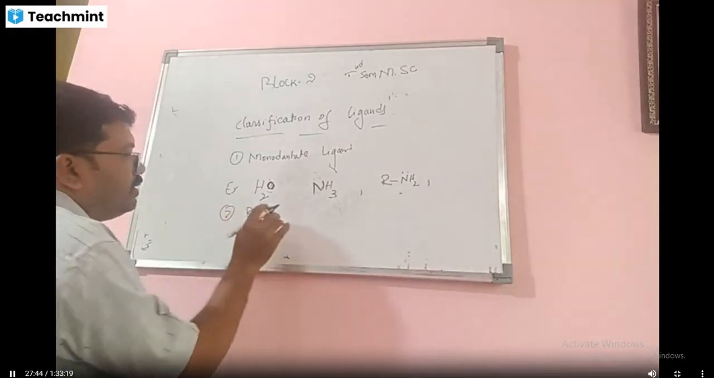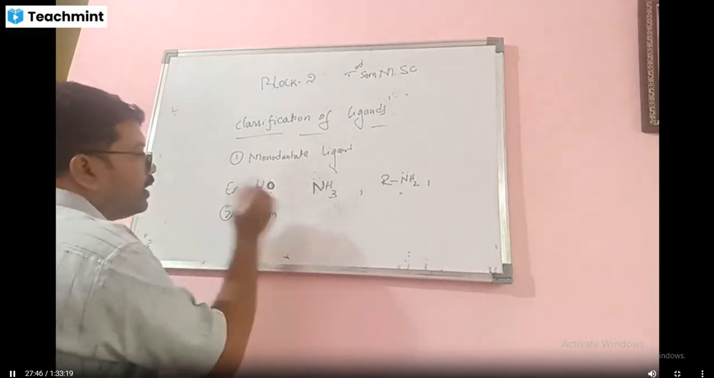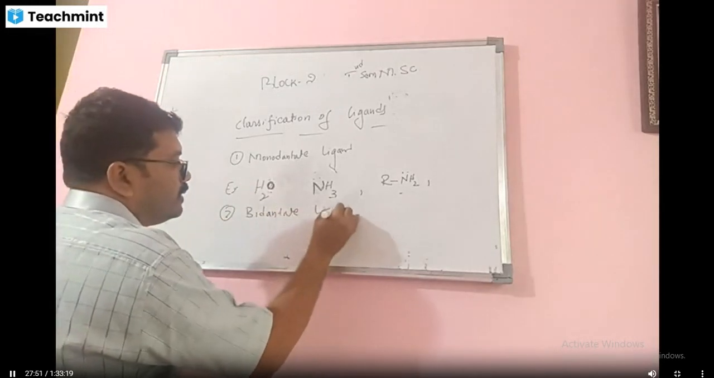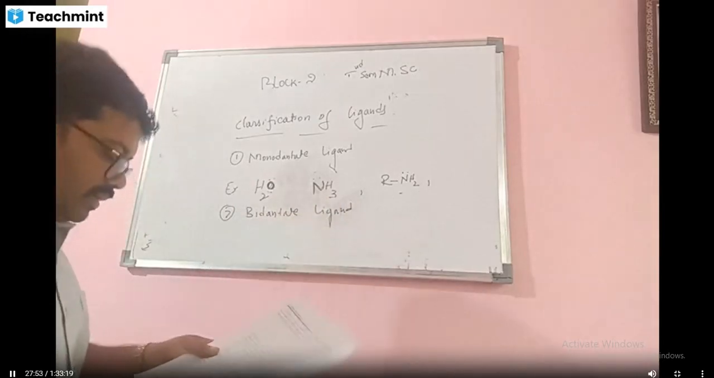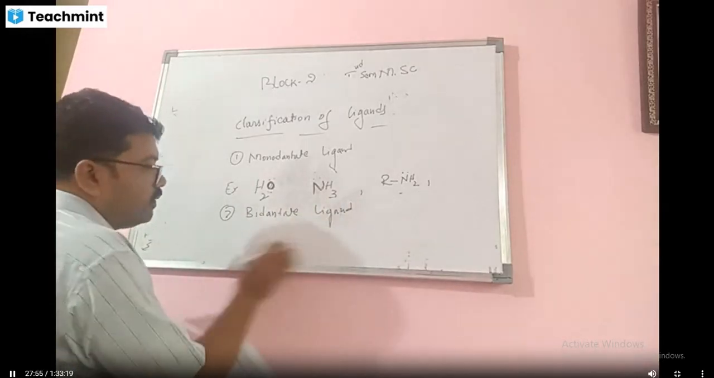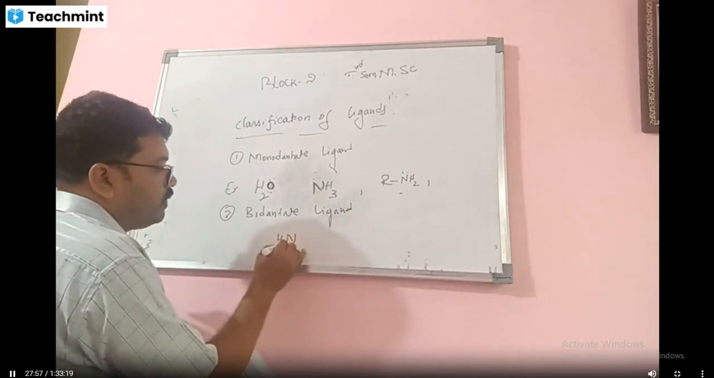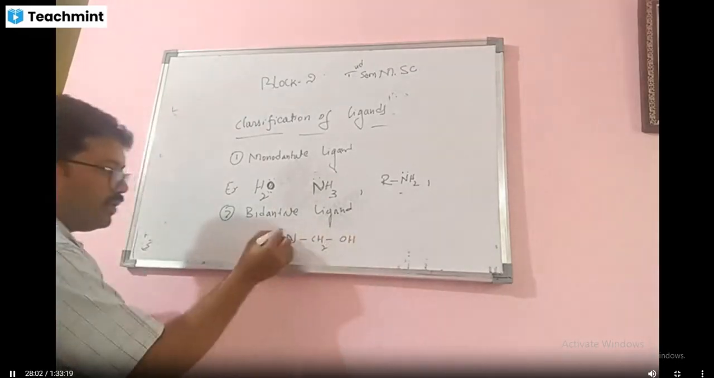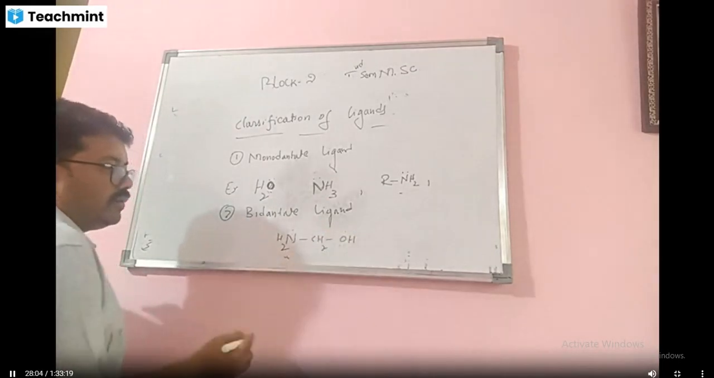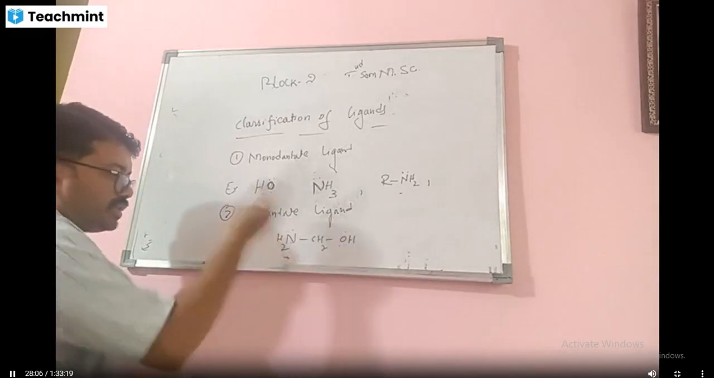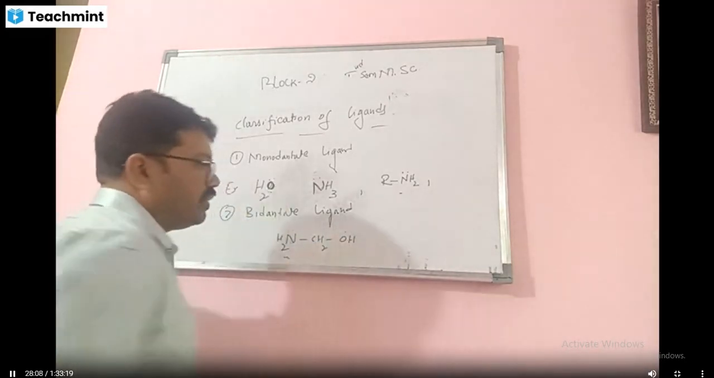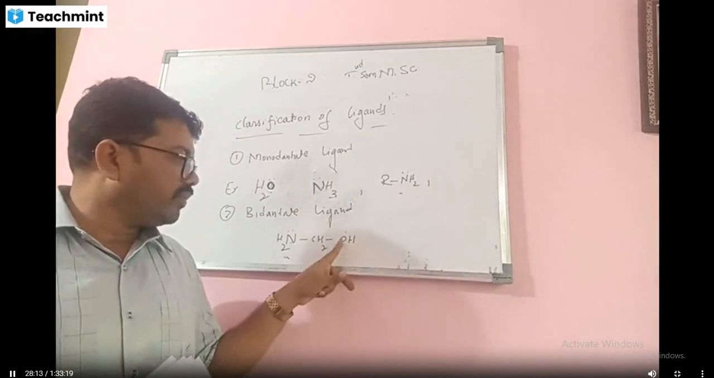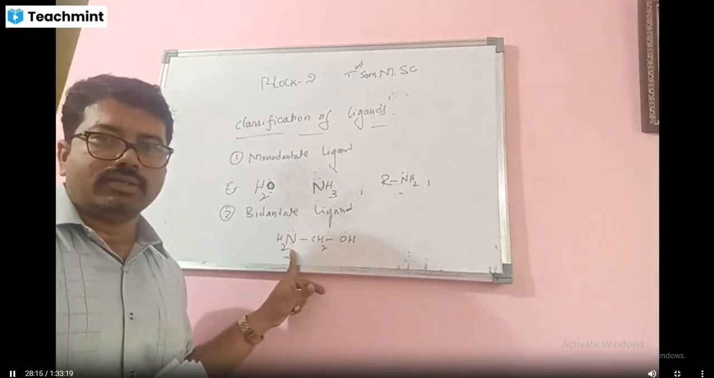A bidentate ligand contains two donor atoms. So here, for example, NH2 with methyl CH2OH, it has a nitrogen donating a pair of electrons, and also oxygen. Here, there is one oxygen and one nitrogen.